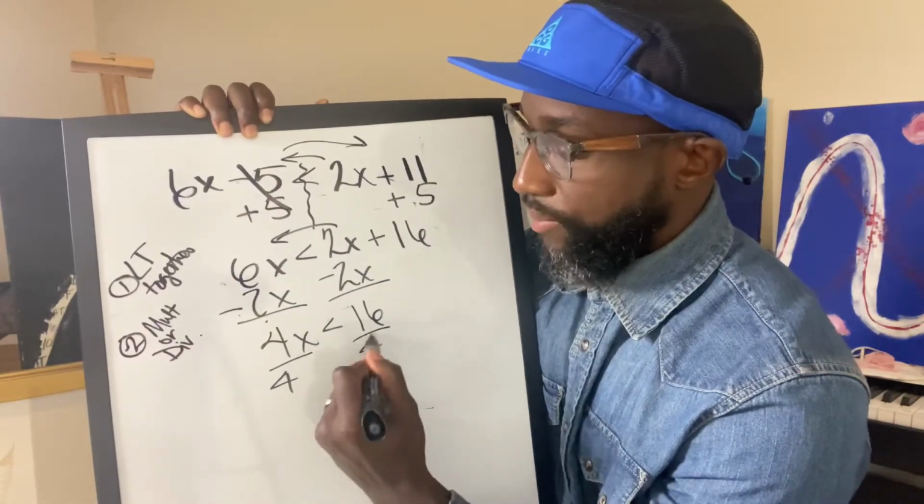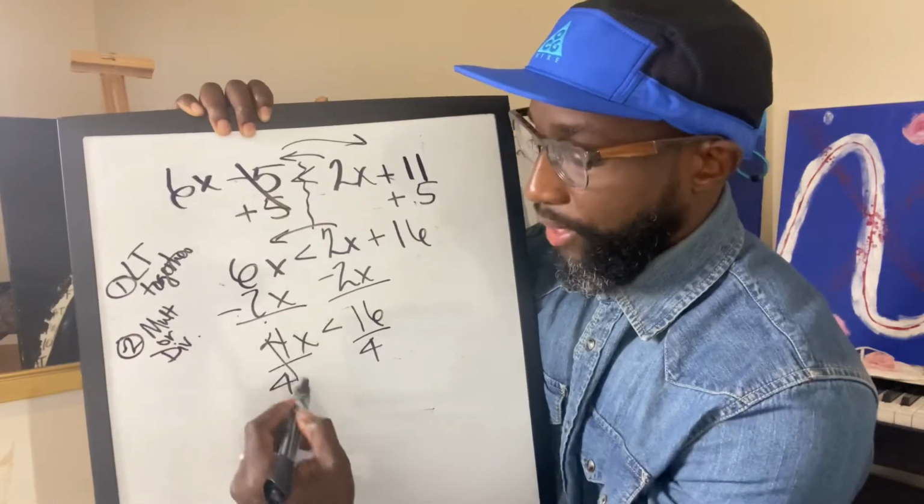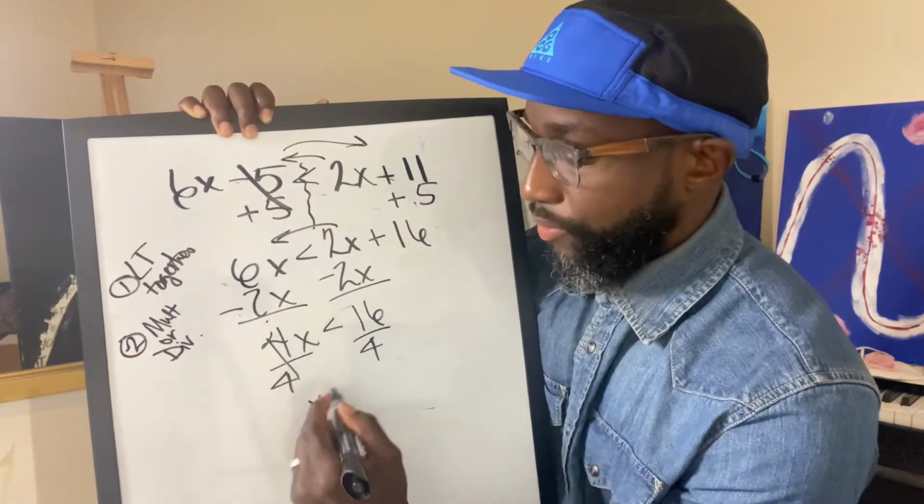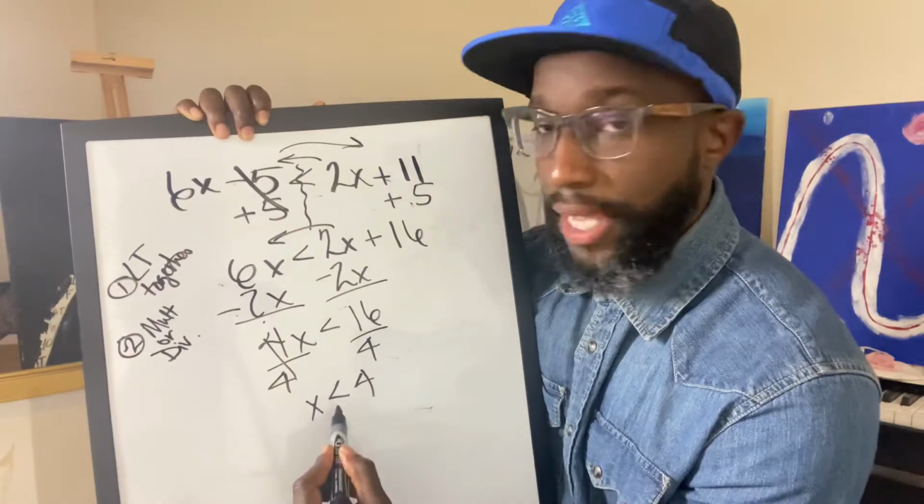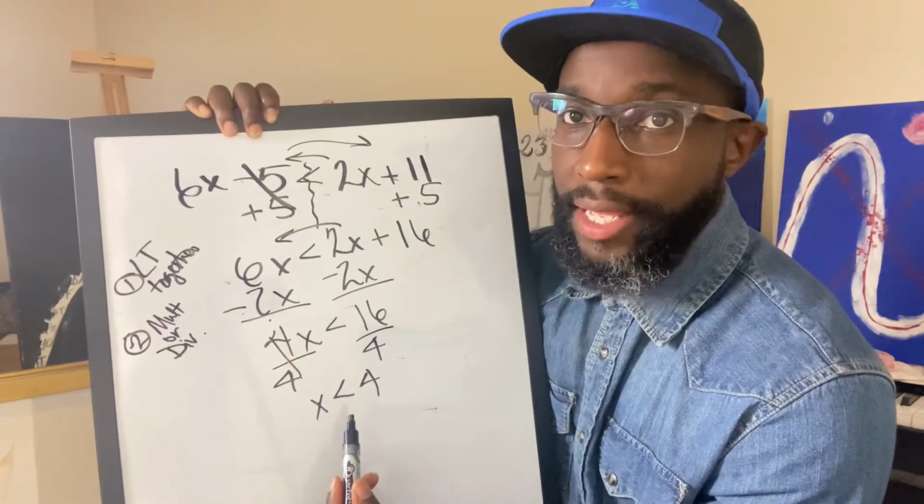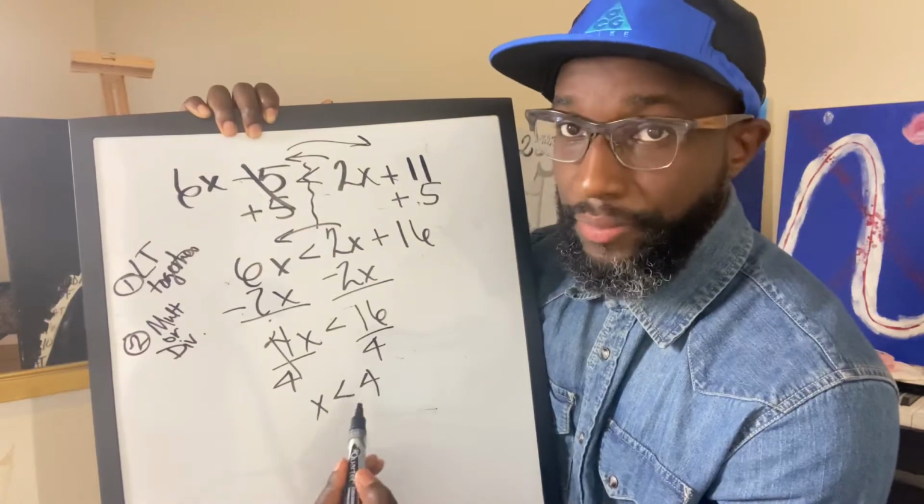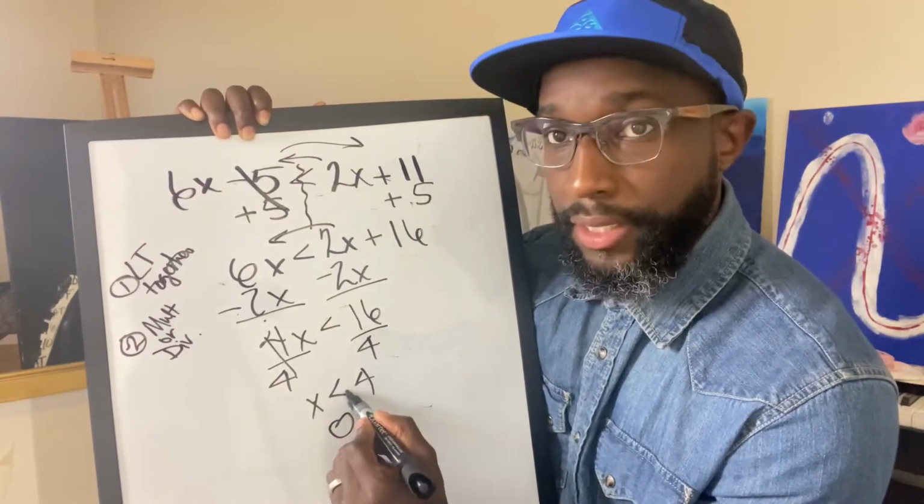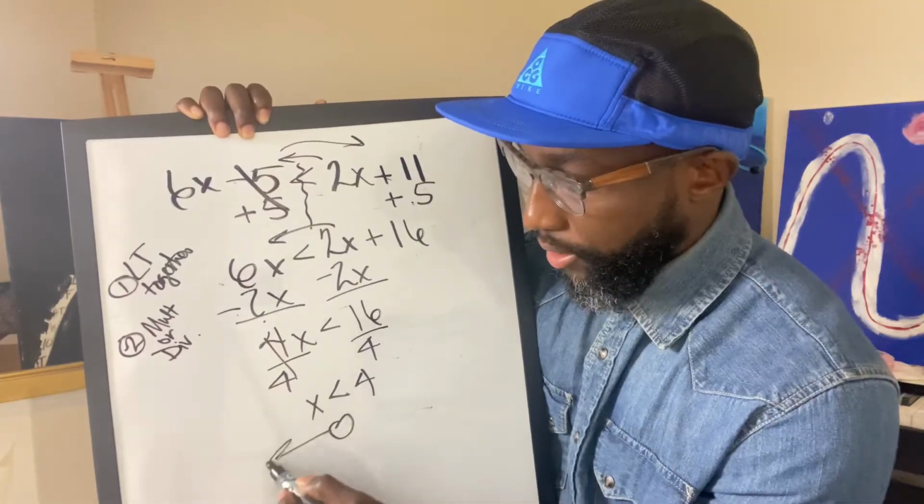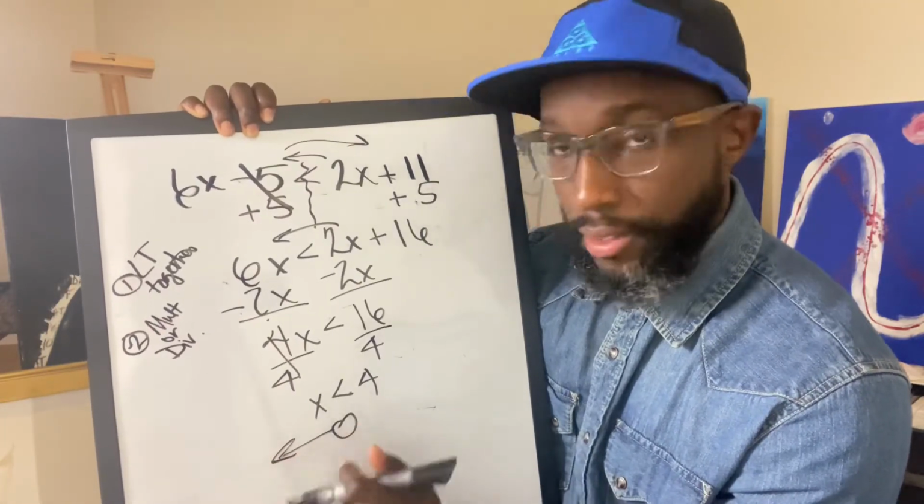In this case, we're dividing both sides by 4. So x is going to be less than 4. The sign doesn't change because we're not dividing by a -4, we're dividing by +4. Let's graph it. Open circle because there's no equal to, and to the left of 4.